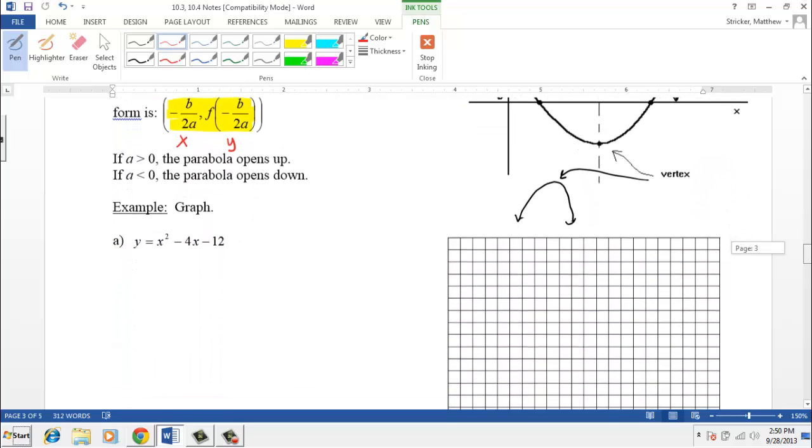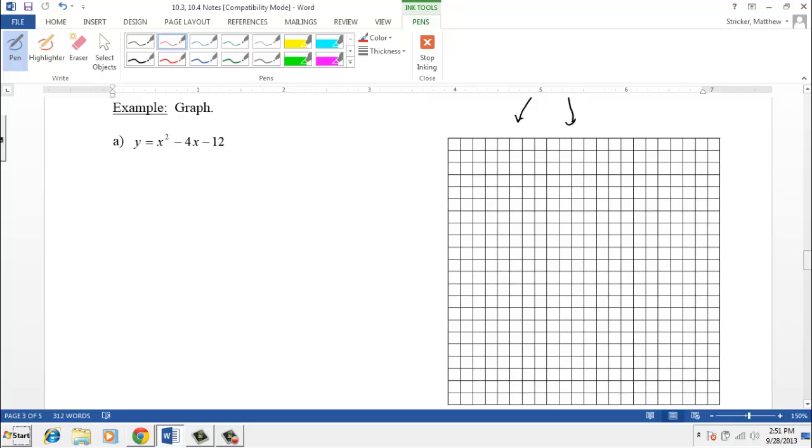So if we move here to our first example, notice that this is really like a 1x squared, which means a equals 1, which is greater than 0, which means we expect this parabola to open up. Alright, so let's go ahead and start out here. Let's start off with finding the vertex. That's generally where we start with these problems.